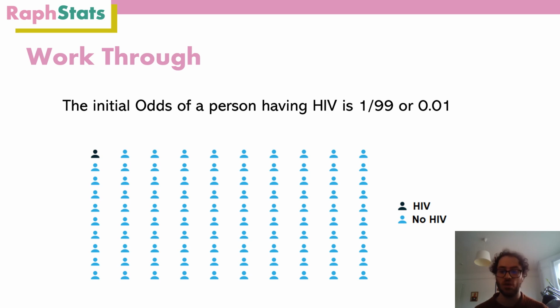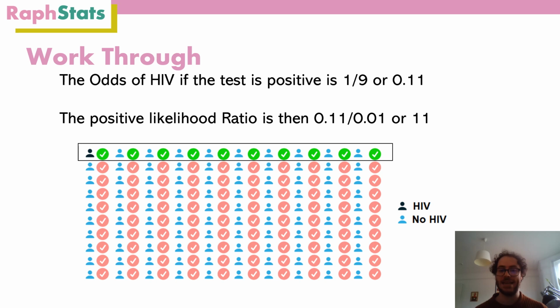So here, the initial odds of a person having HIV is 1 over 99, because one person has it and 99 people don't. And that's about the same as the risk, 0.01. If the person tests positive, the odds are now 1 over 9, or 0.11. To get the positive likelihood ratio, we take the new odds, 0.11, over the old odds, 0.01, and get 11. So for this test, and this is the same no matter what the background rate is, the positive likelihood ratio is 11, and we can use that.